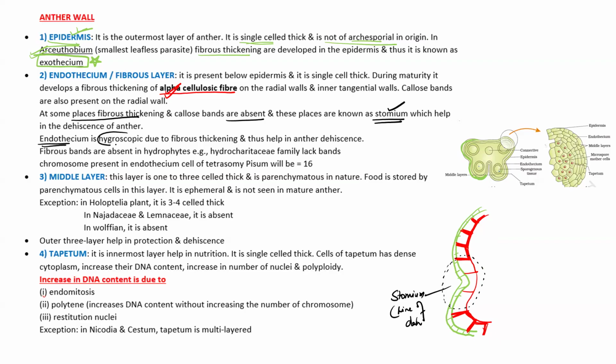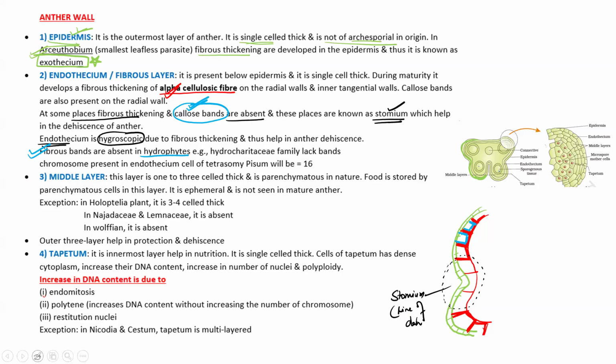Endothecium is hygroscopic in nature, meaning it will absorb moisture, and because of the absorption of moisture it will expand, and the unequal thickening will make the anther wall rupture from the stomium side. So it has not only fibrous thickening of alpha cellulose, it also has callose. Callose is also a chemical present here. Let me just draw it. This way you can learn that callose thickening is also there. So cellulose thickening plus callose thickening is present. Now, a few exceptions: fibrous bands are absent in hydrophytes.